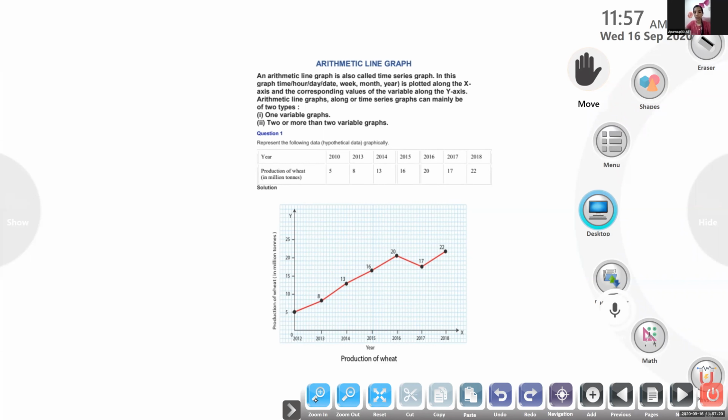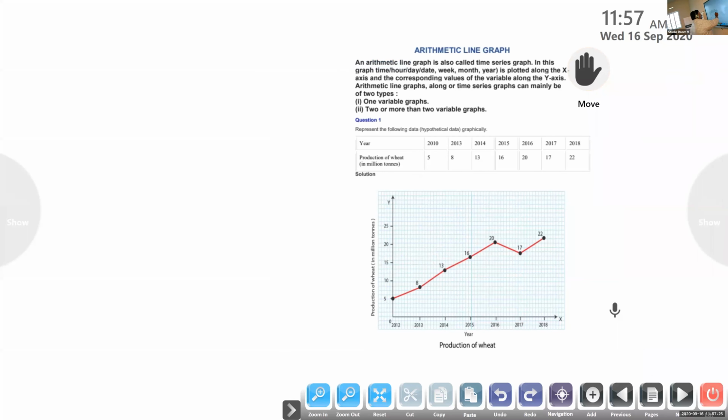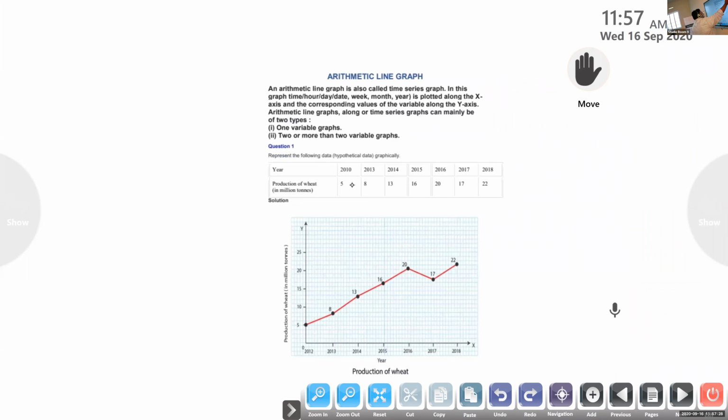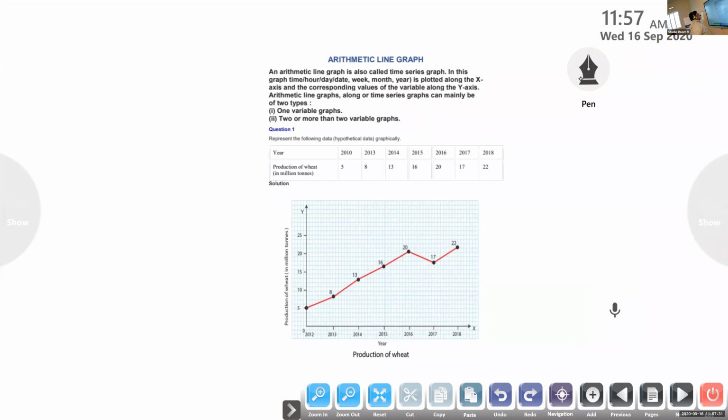An arithmetic line graph is also called a time series graph. In this graph, time-related data, like hour, day, date, week, month, year, is always plotted along the x-axis, and the corresponding values of the variable are along the y-axis.